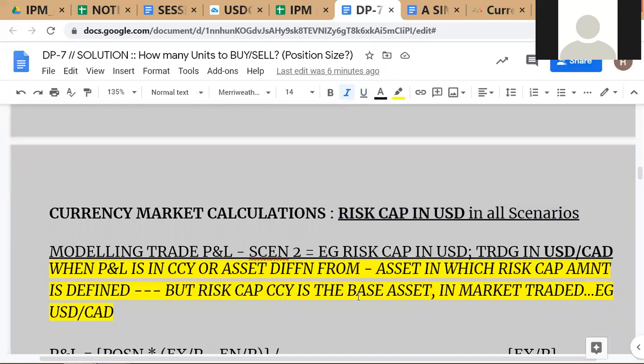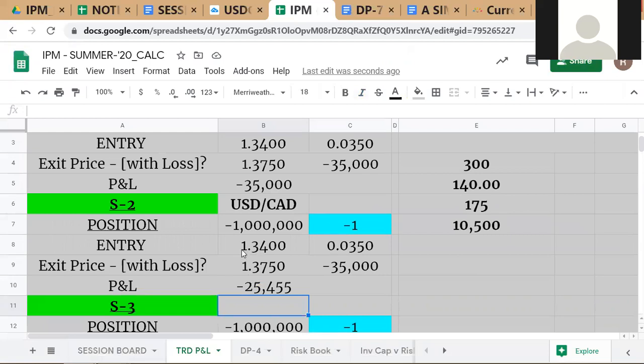Because the risk cap currency is the base asset, any rate that you look at, 1.34, 1.31, 1.37, these are all examples of 1 unit of base asset being equal to so many units of terms asset. So when you want to convert a figure in the terms asset into a figure in the base asset, which is the risk cap currency, you have to obviously divide, okay?